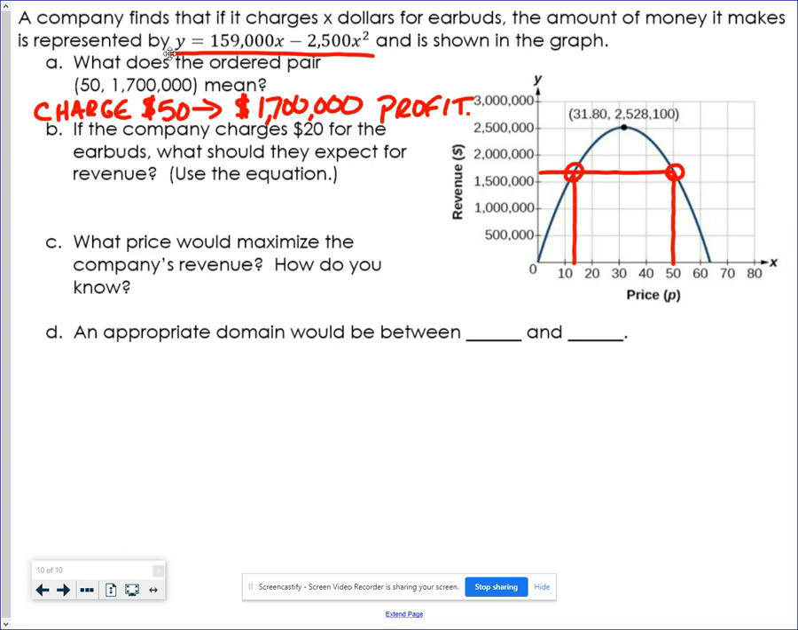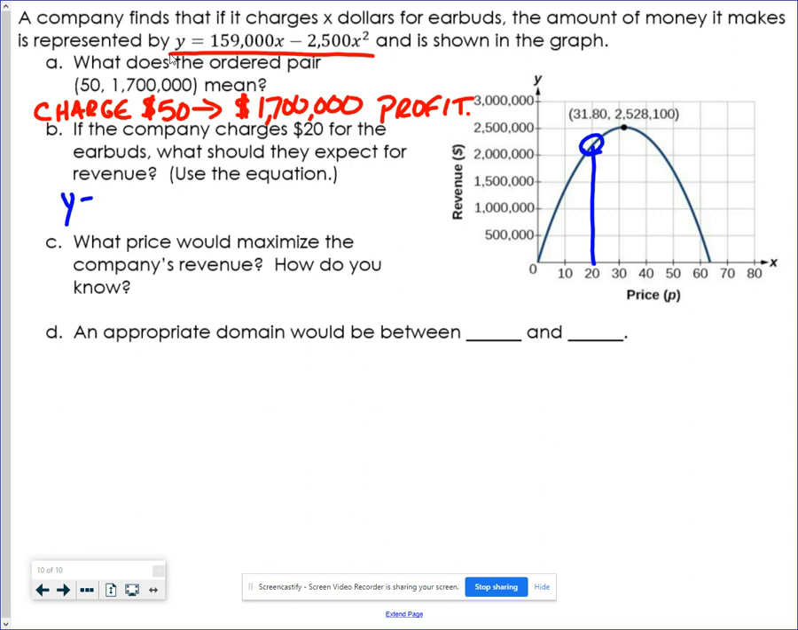Okay. Part B, if the company charges $20 for the earbuds, what should they expect? Now, I can make a prediction from here and say, well, I know it's going to be more than 2 million, but less than 22,500,000. So I would want to actually use the equation and put the 20 in for the X.